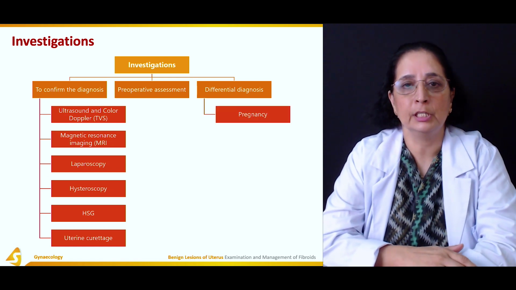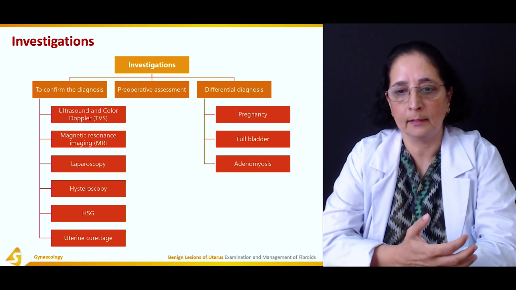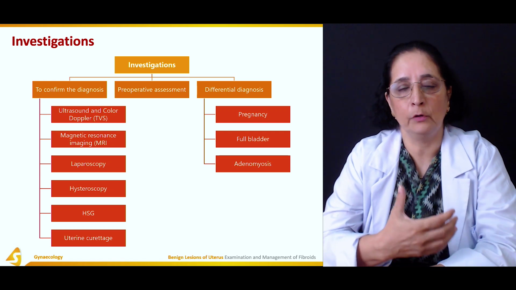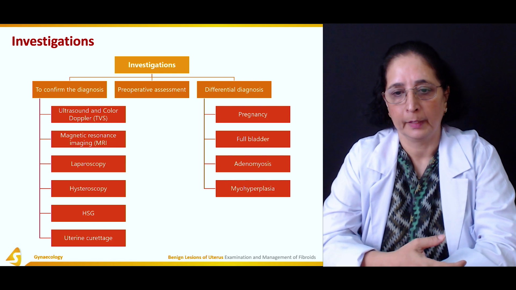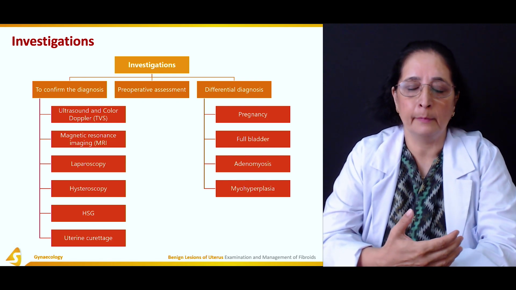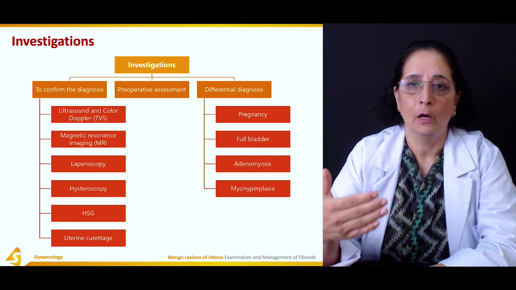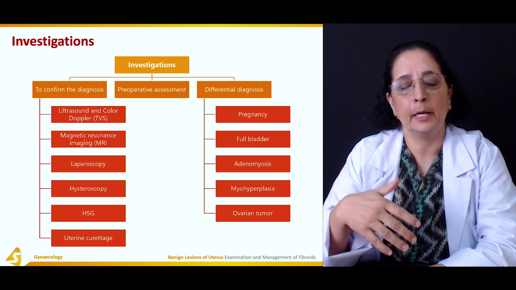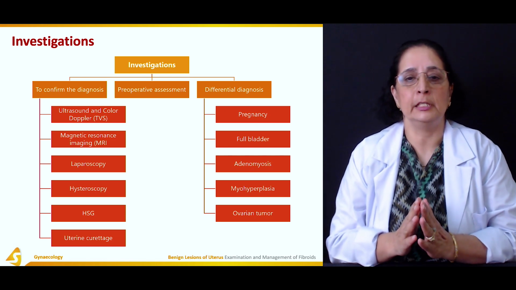In the differential diagnosis, we have pregnancy, full bladder, adenomyosis, which is the excessive growth of glands and muscle tissue. Then there might be myohyperplasia, which is hyperplasia or excessive growth of muscle cells, or it can be ovarian tumor. So these are all the differential diagnoses.